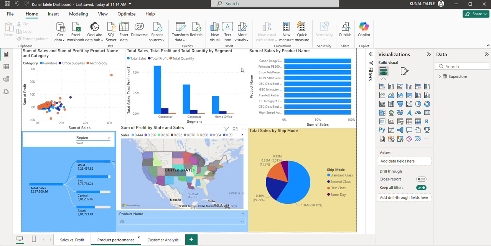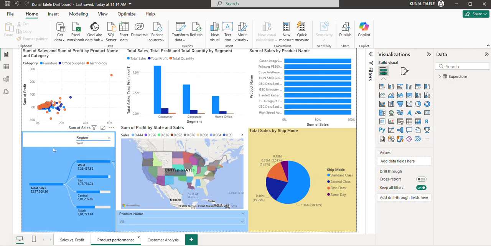Next is a horizontal bar chart of top products by sales. Products are listed on the left. The length of the bar represents total sales volume. It identifies our best selling products and supports decisions related to inventory, promotions, and procurement.